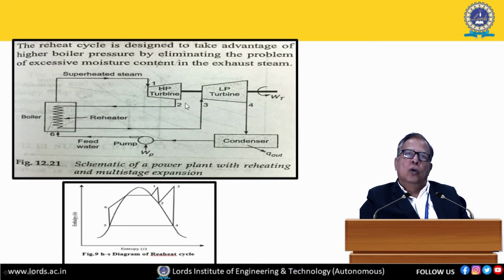It is, so the total work produced is H1 minus H2 plus H3 minus H4. Then part of the power we are supplying to the pump, that we have to subtract, that is minus H6 minus H5, then divided by heat input. Heat input is nothing but the heat supplied in the boiler as well as the heat supplied in the reheater.